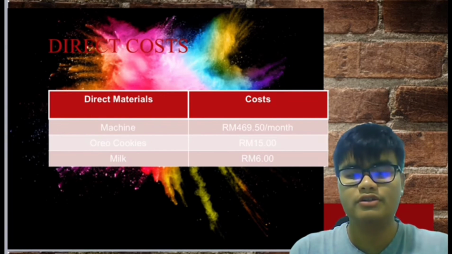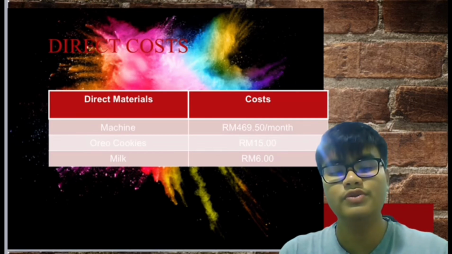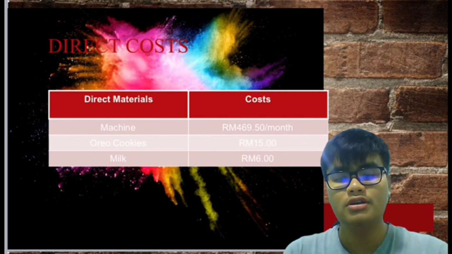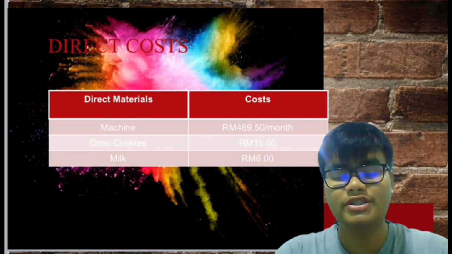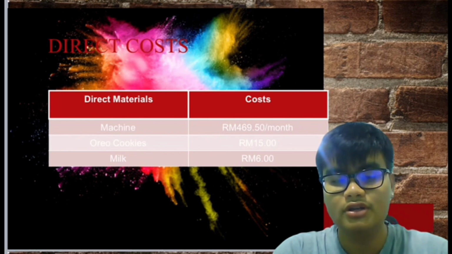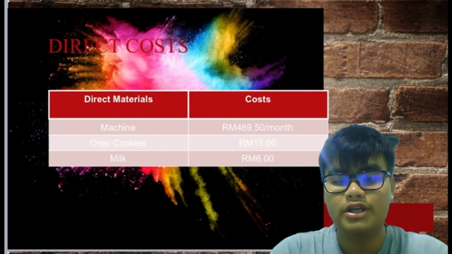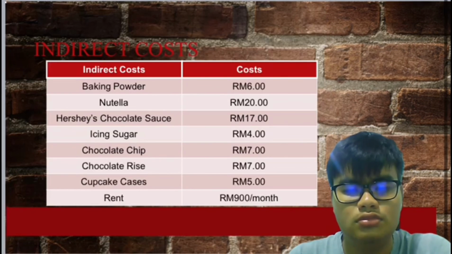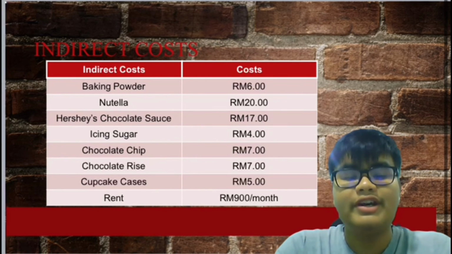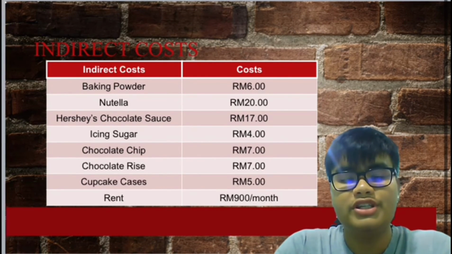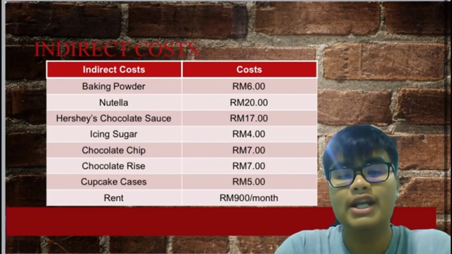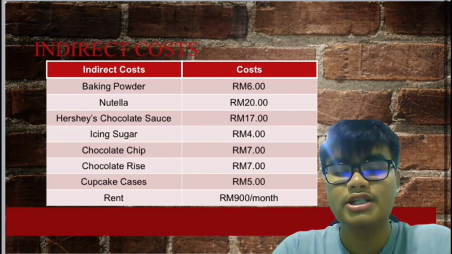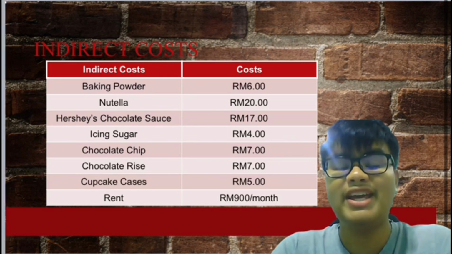For direct costs, we only use three items here, which are the machine, Oreo cookies, and milk. The cost for the machine is 469 ringgit and 50 cents per month, while Oreo cookies are 15 ringgit, and milk is 6 ringgit. And for indirect costs, the materials we use are baking powder, Nutella, Hershey chocolate sauce, icing sugar, chocolate chip, chocolate rice, cupcake case, and we need to pay rent.